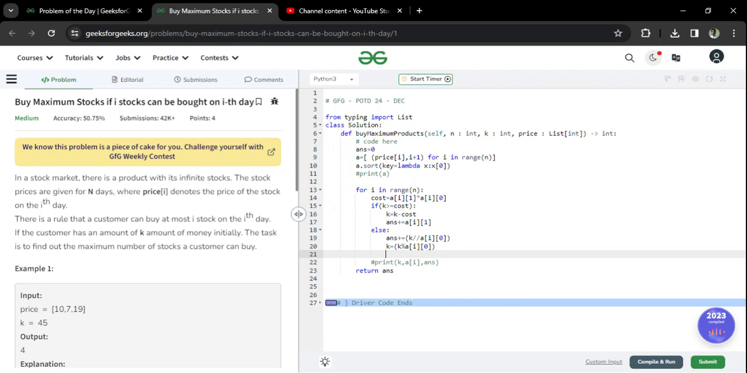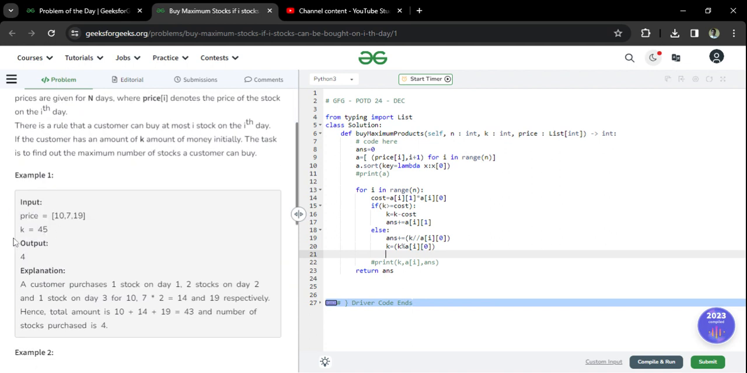We are at the GeeksforGeeks problem of the day, 24th of the December month, and let's see what the question is. It's a medium question. The question is Buy Maximum Stocks if i stock can be purchased on the ith day. The problem name actually tries to convey some hint of it, but let's see what it is exactly.